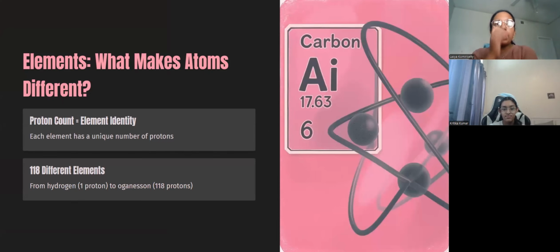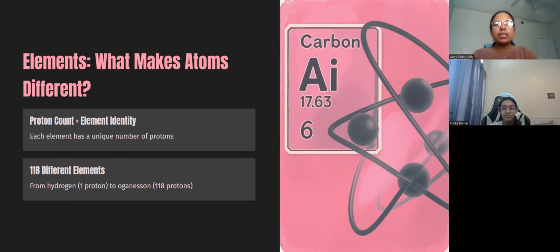Now, let's talk about elements and what makes atoms different. We have the proton count, which is the same as the element identity number, which is the atomic number basically. Each element has a unique number of protons. We have 118 different elements in the periodic table, from hydrogen, which has one proton, to oganesson, which has 118 protons.